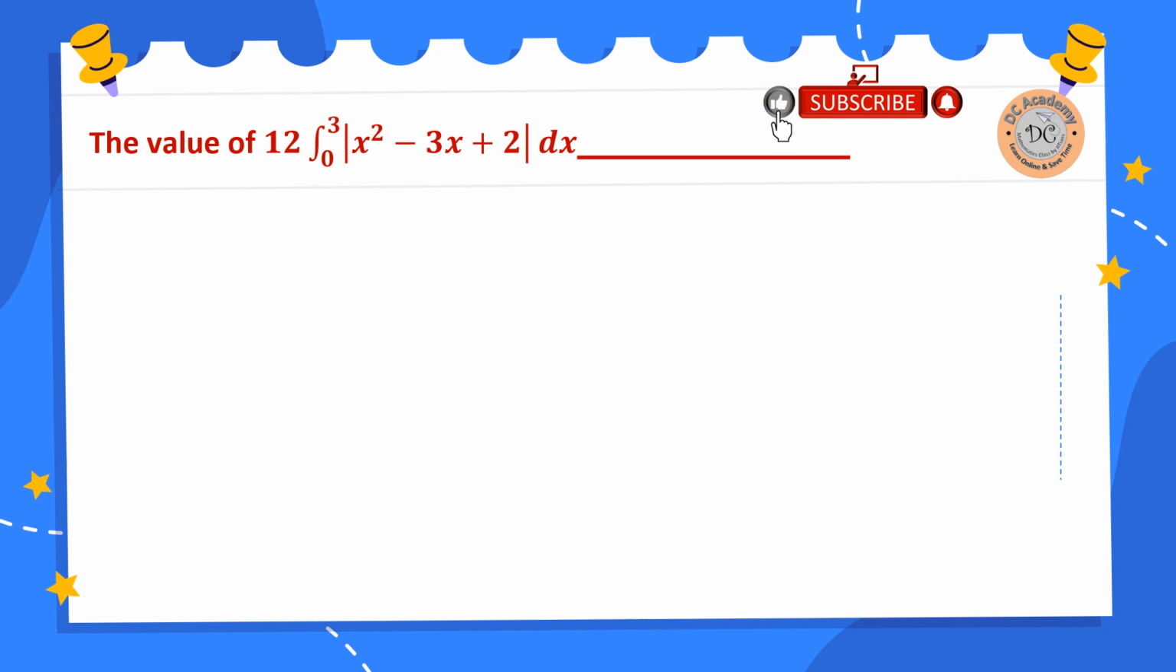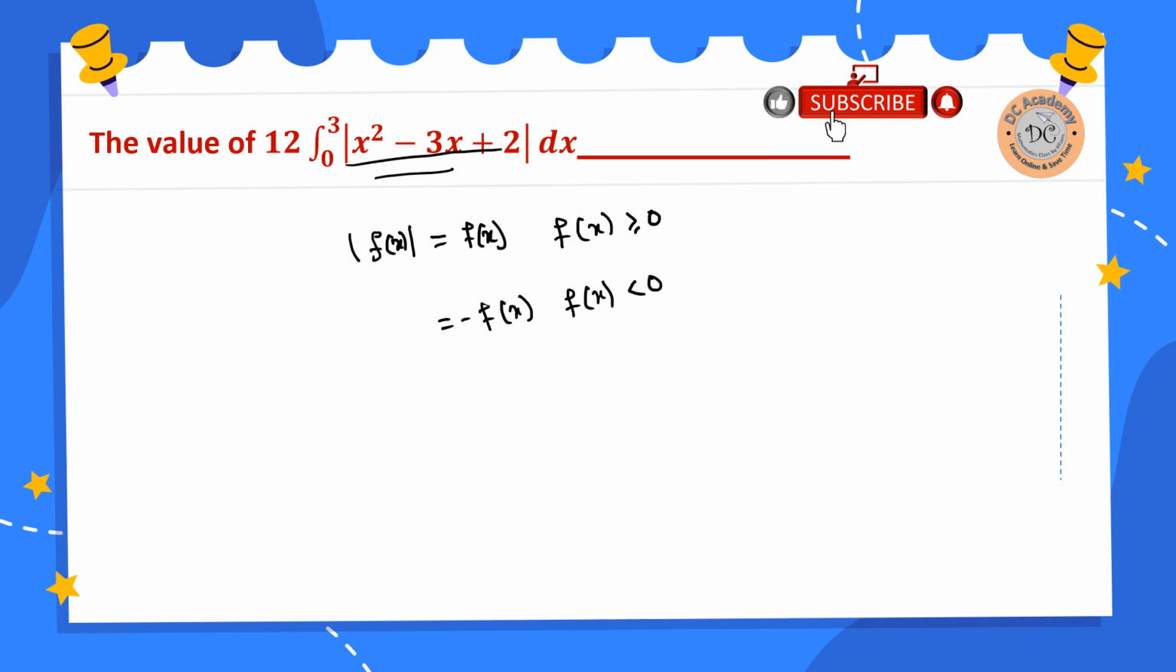the definition of a mod function, whatever it may be, if I take it as f(x): mod f(x) will always be f(x) if f(x) is greater than or equal to 0, and it will definitely be minus f(x) when f(x) is less than 0. So the definition of this integration will depend on the function x square minus 3x plus 2, in which region it needs to be greater than or less than or equal to 0.